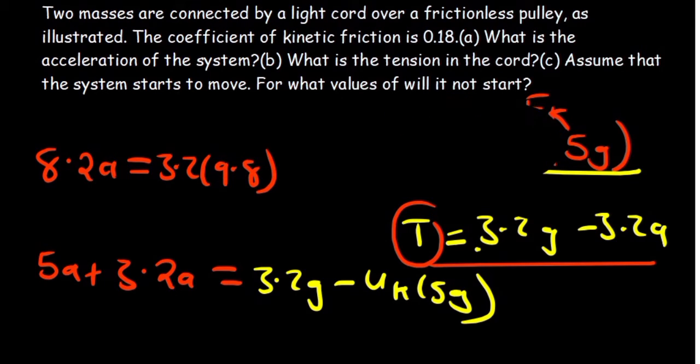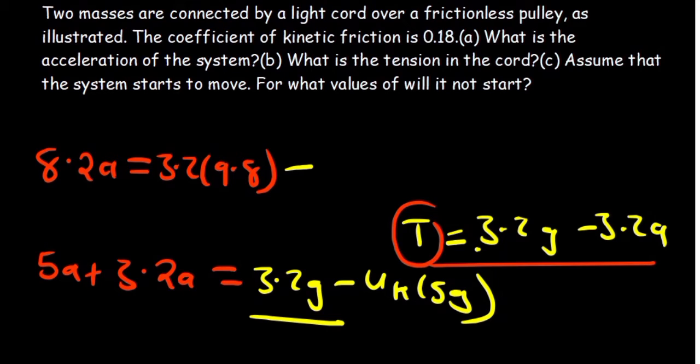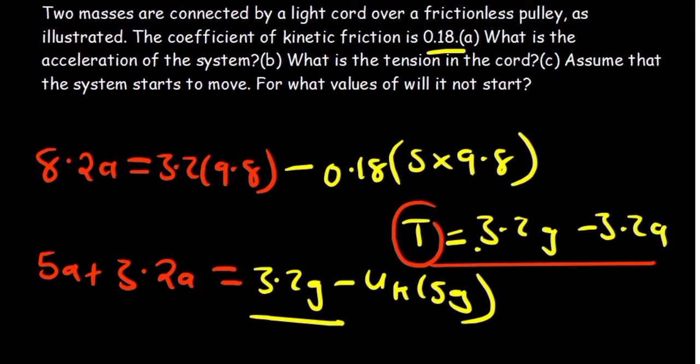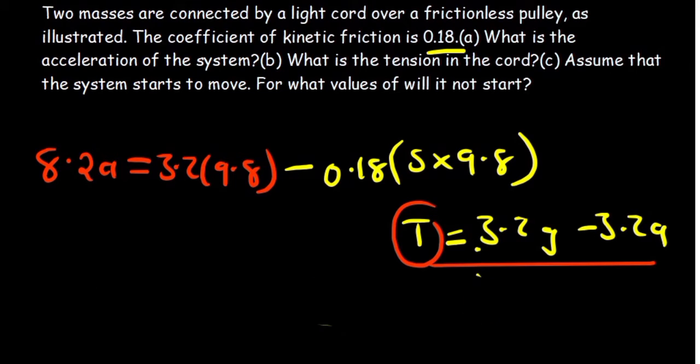We have that part minus, what is our mu k? Our coefficient of friction is 0.18. Then what is our 5g? 5 multiplied by 9.8. So grab your calculator there and plug in the values, and we see what you're going to have. So we have 8.2a is equal to 3.2 multiplied by 9.8 subtract 0.18 multiplied by 5 multiplied by 9.8.